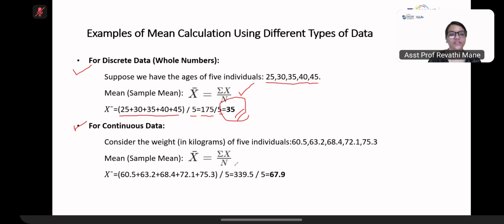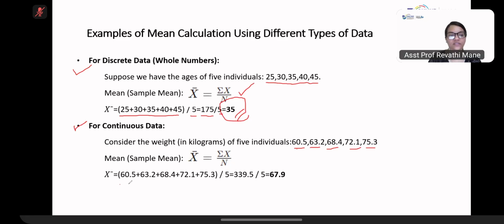For continuous data, again same formula. So continuous data यहाँ पे आप देख सकते हो, डेटा को ऑब्जर्व करो, यहाँ पे डेसिमल पॉइंट्स में है. So this is your continuous data. So again same method. What you have to do for calculation? Add all the numbers.